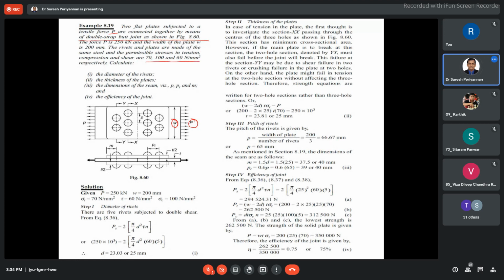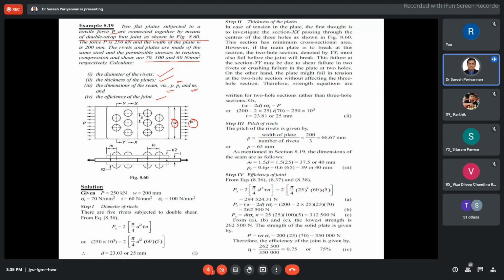Now our aim is to calculate the diameter of the rivets, the thickness of the plate, and the dimensions of the pitch, transverse pitch, and margin of the plate. Then finally the efficiency of the joint. We are going to find it out now. These problems are not difficult because we have discussed many problems in such a manner.